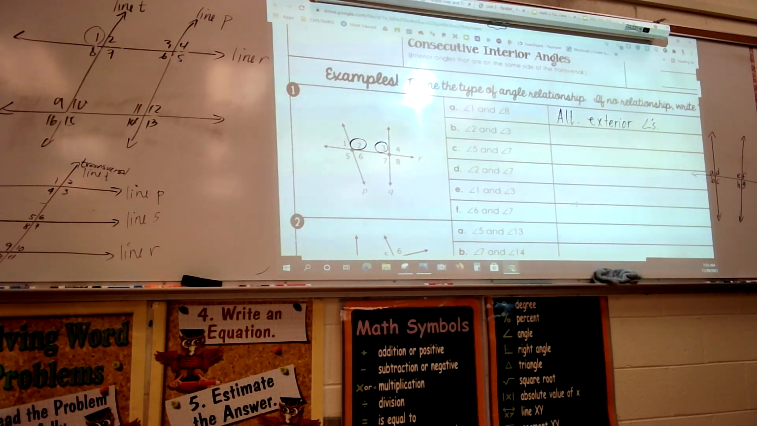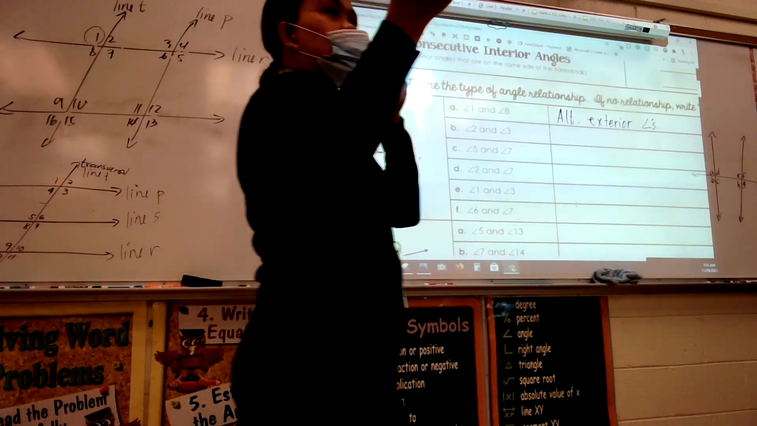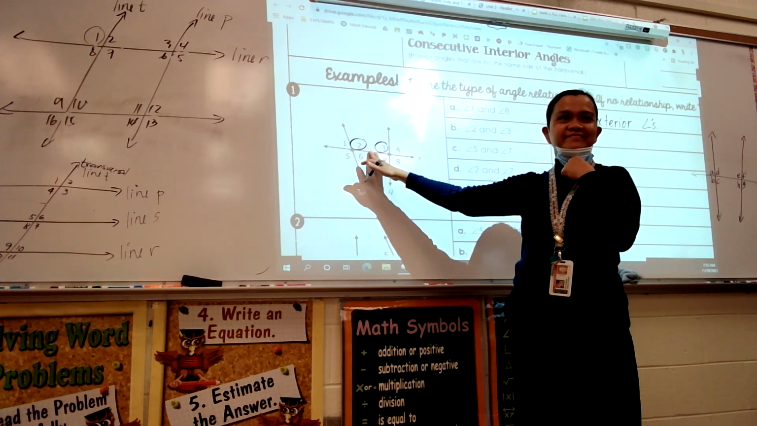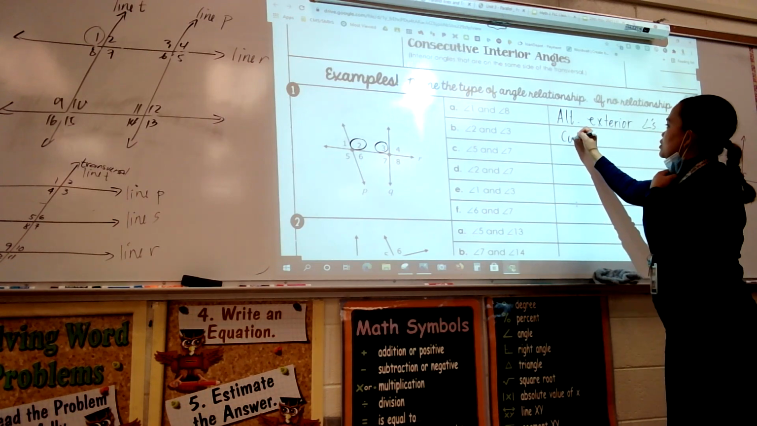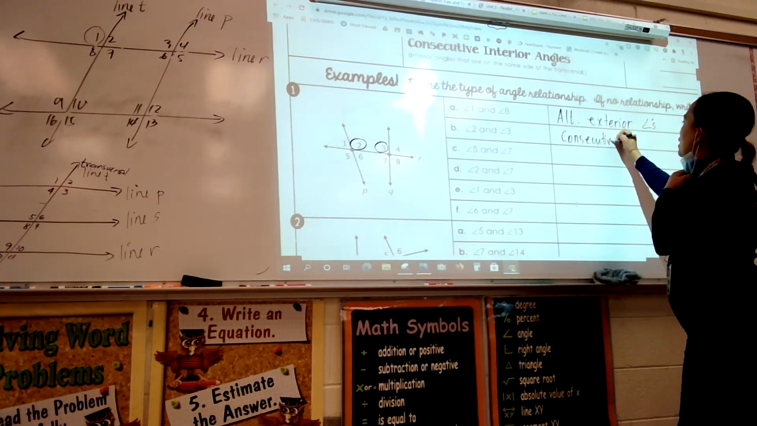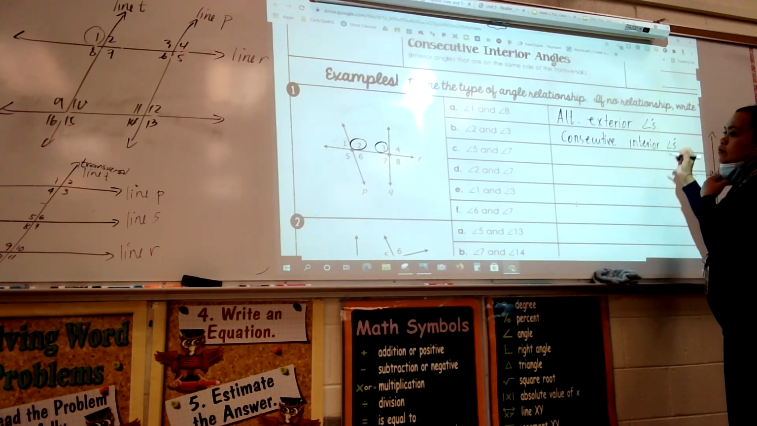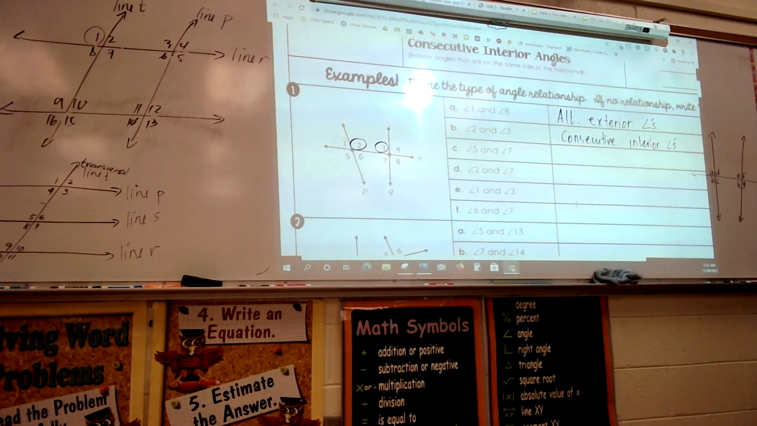Yeah, they are interior. What type of angle relation? Are they consecutive? Are they same side? Are they alternate interior or alternate exterior? Interior? Okay, they are interior. Specifically, what type of interior is this one? Is it alternate interior or consecutive interior? ¿Son alternos o consecutivos? Consecutivos. Okay. So, this is consecutive interior. Y son interiores, ¿verdad? Okay, listo. Very good. Same side.